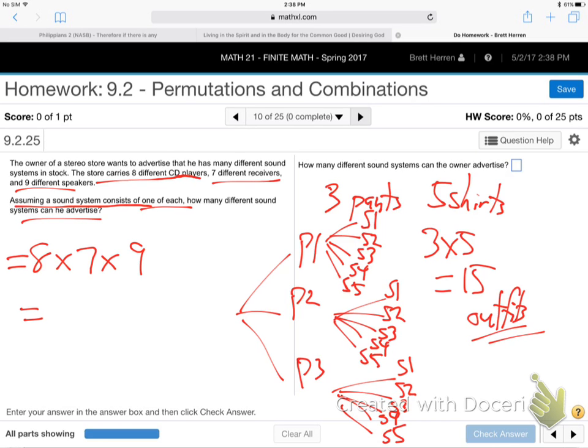That's what this section, by the way, is all about. It's like how many ways are there to do different things? And so we're figuring out how many ways to set up the sound system. So that's some big number, which I don't know. 504? Okay, thank you.